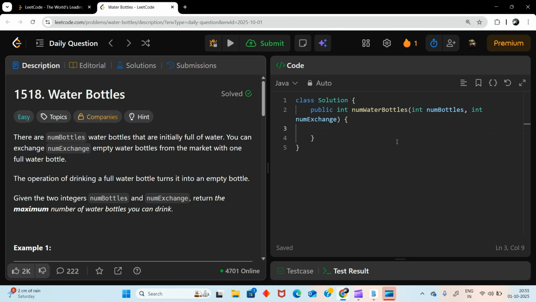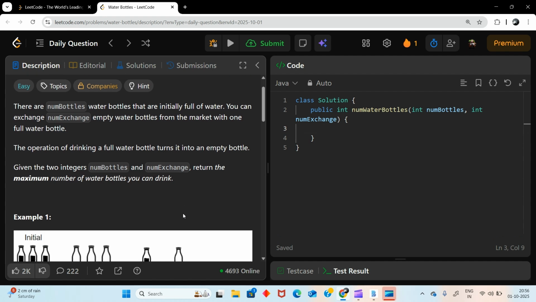So the question is water bottles. There are a number of bottles that are initially full of water. You can exchange empty water bottles from the market with one full water bottle. The operation of drinking a full water bottle turns it into an empty bottle. Given two integers, num bottles and num exchange, return the maximum number of water bottles you can drink.